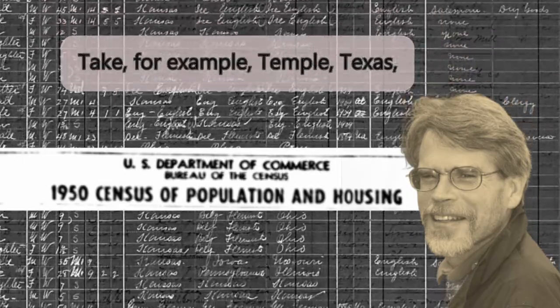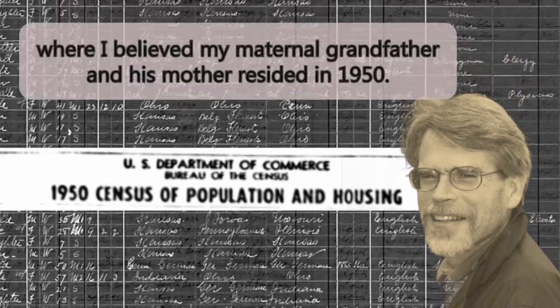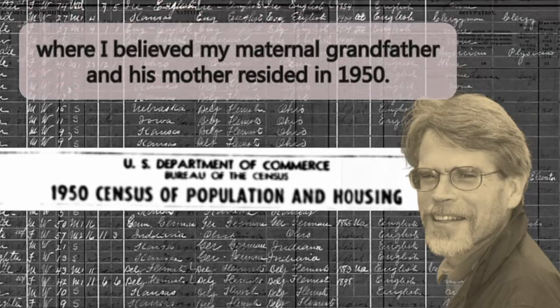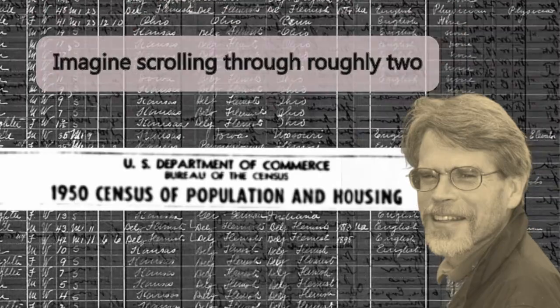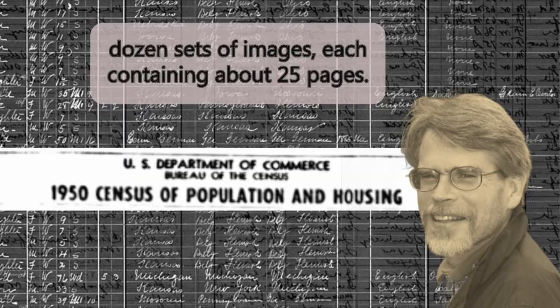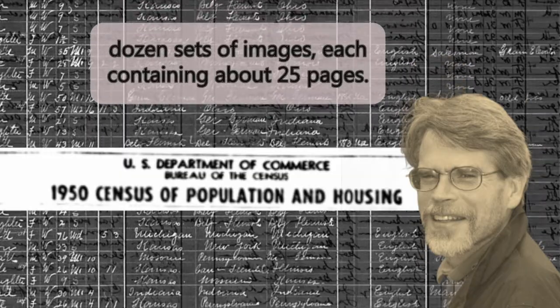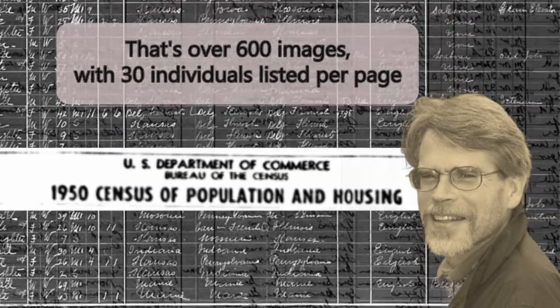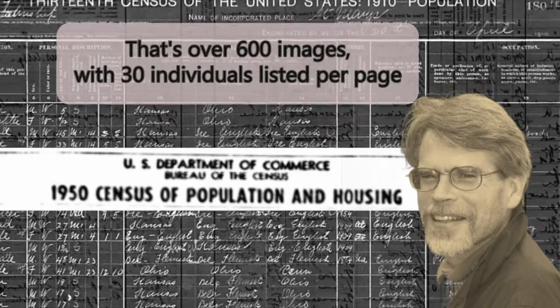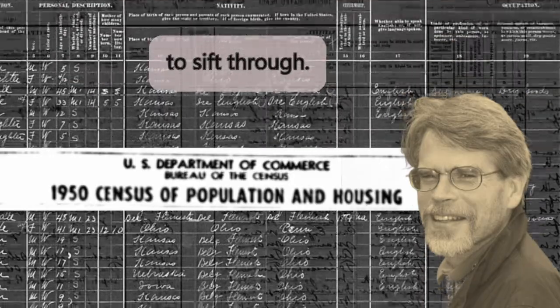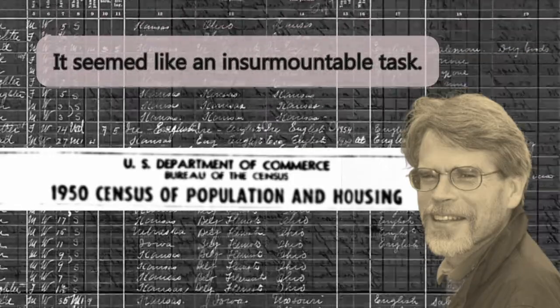Take, for example, Temple, Texas, where I believed my maternal grandfather and his mother resided in 1950. Imagine scrolling through roughly 24 sets of images, each containing about 25 pages. That's over 600 images, with 30 individuals listed per page, to sift through. It seemed like an insurmountable task.